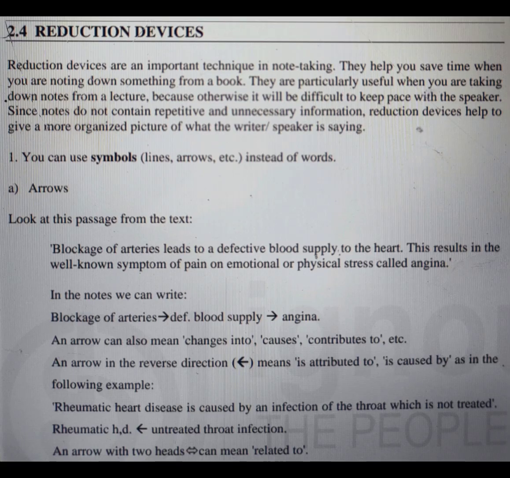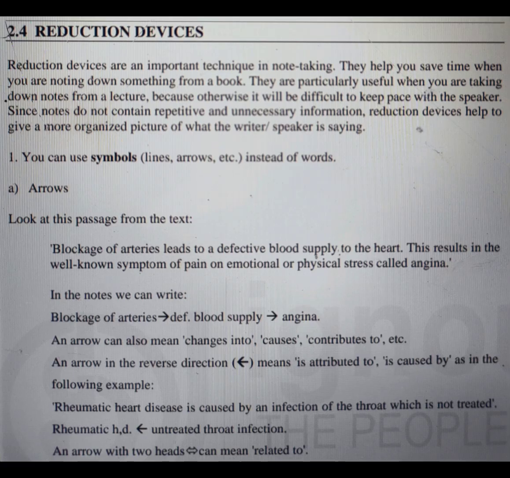Reduction devices. Reduction devices are an important technique in note-taking. They help you save time when you are noting down something from a book. They are particularly useful when you are taking down notes from a lecture, because otherwise it will be difficult to keep pace with the speaker. Since notes do not contain repetitive and unnecessary information, reduction devices help to give a more organized picture of what the writer or speaker is saying.